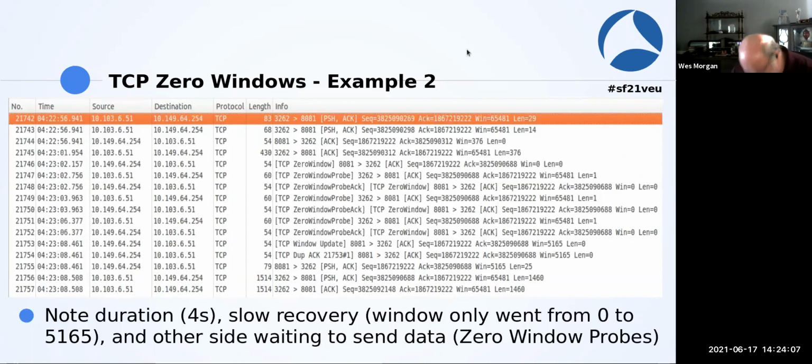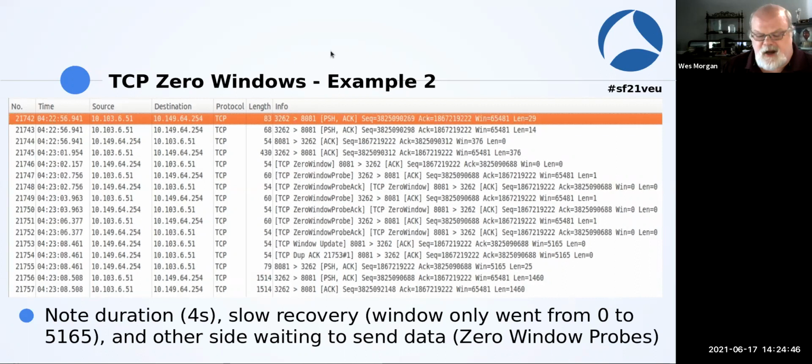Now, in this case, we have a fairly long duration, 4 seconds, in fact. And we also have a slow recovery. Notice that as this zero window was resolved, the window was only restored to 5K, from 0 to 5K, and stayed there. Last piece to notice, the other side was waiting to send data.